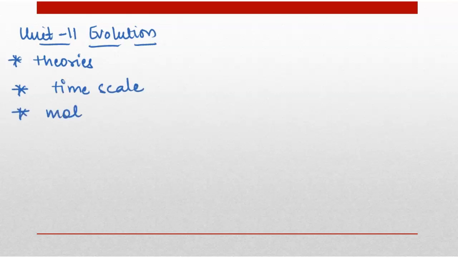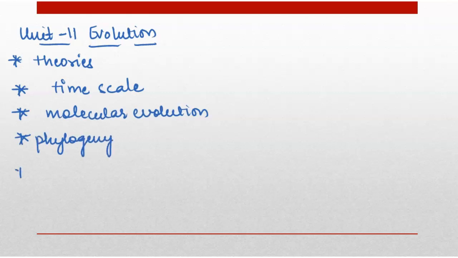Okay. The first is all the theories you should know. Darwin's theory, Lamarck's theory. Then is time scale. Very important. Every year we get a question on this time scale. Every year. Time scale, molecular evolution. Then is phylogeny. Then is natural selection. Speciation.